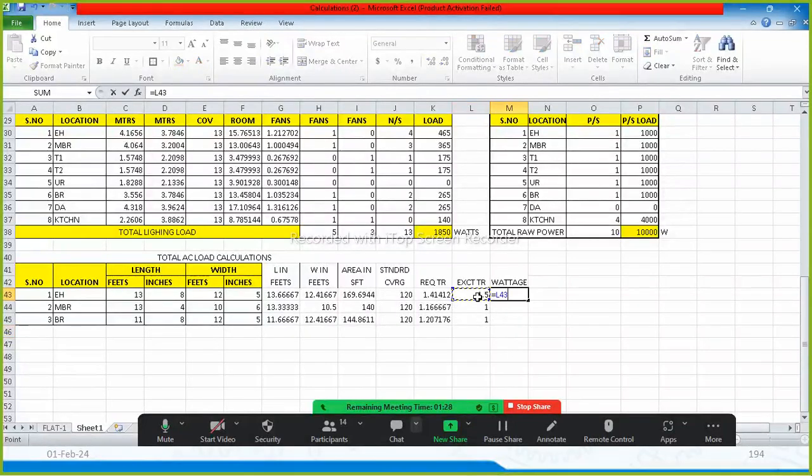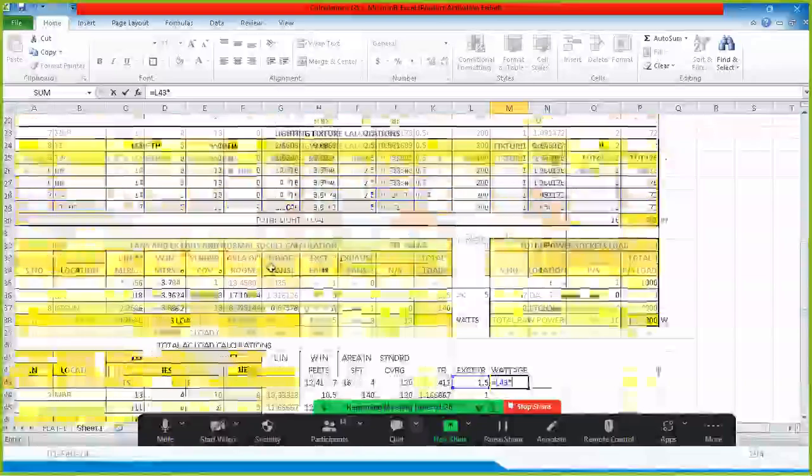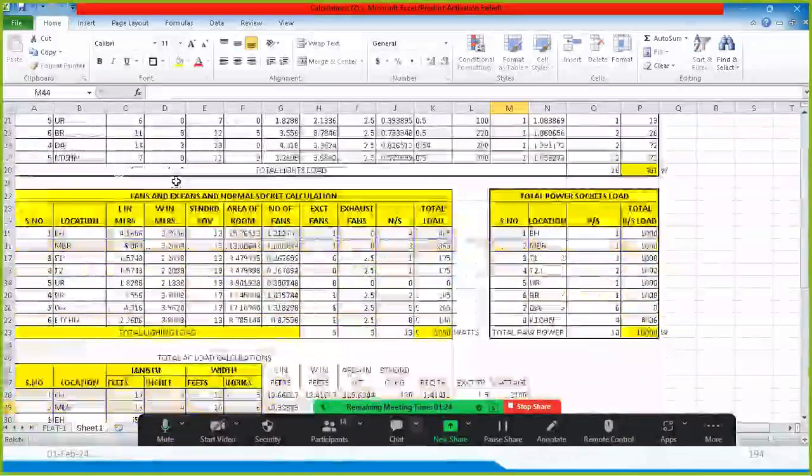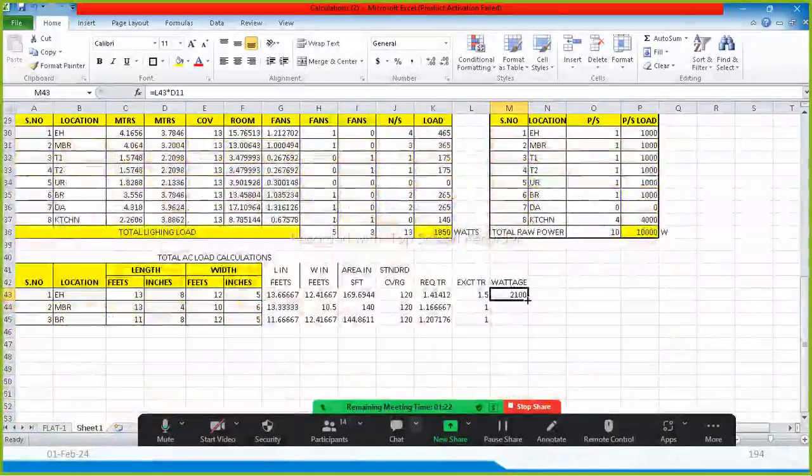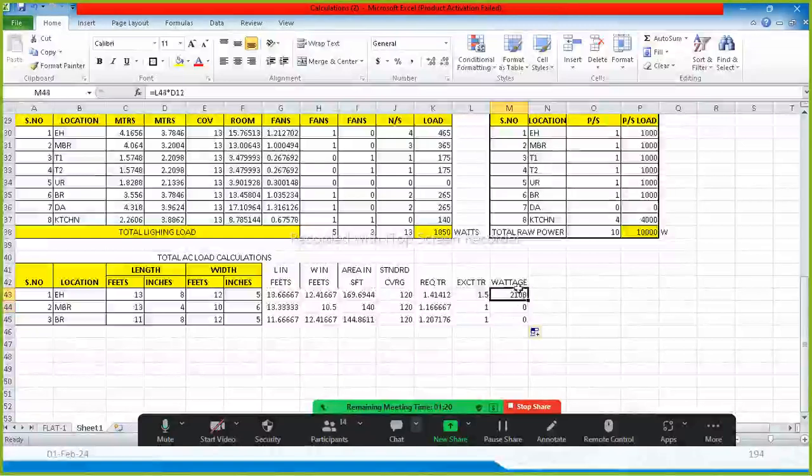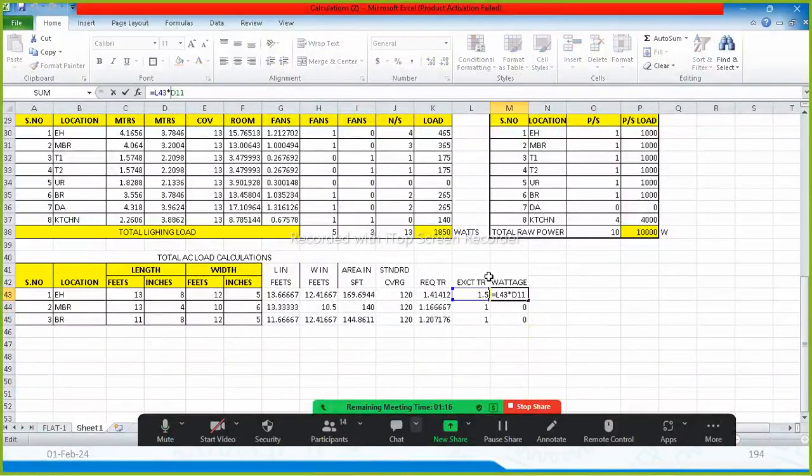Now coming to the 1.5 TR, what is the wattage into 1.5 TR? As I've taken split AC, it's into 1400. So I got the value automatically. I didn't put a dollar symbol. You see, what happened because I didn't put a dollar symbol? It changed the column.